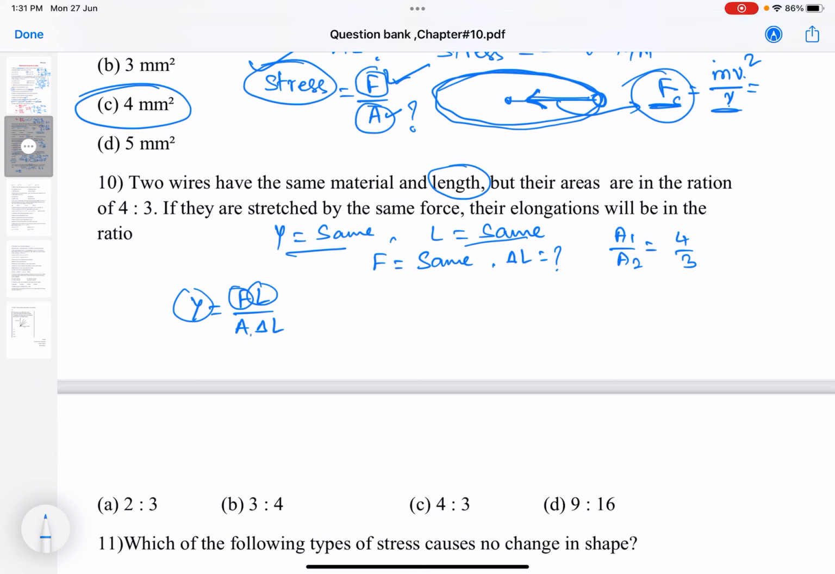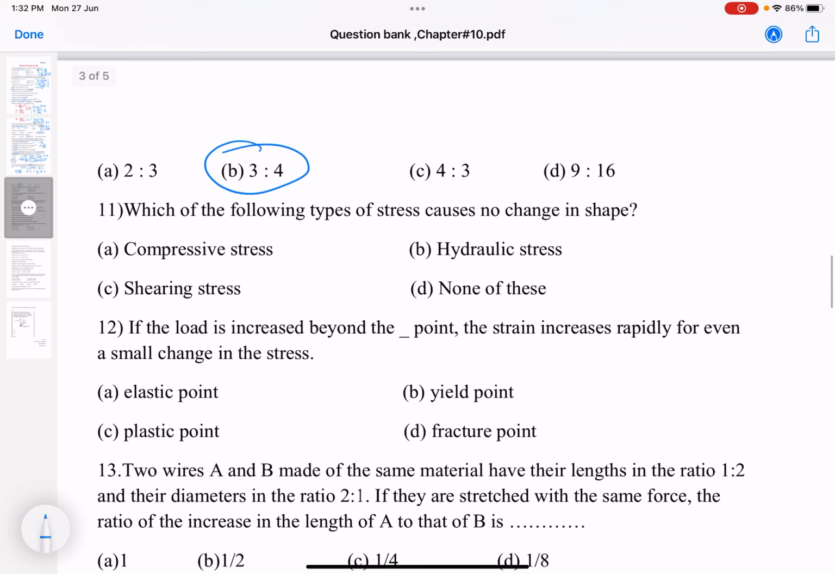So delta L is equal to 1 by A. Delta L, bring this to this side. So delta L is equal to 1 by A, reciprocal of A in this case. So here delta L is inversely proportional to A. That means delta L1 by delta L2 equal to A2 by A1. What is A2 by A1? 3 by 4. 3 by 4 is the answer.